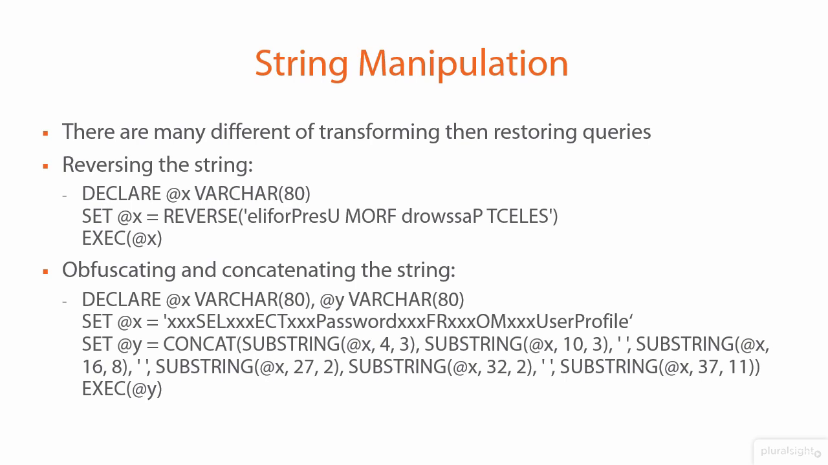Now this looks very messy, so let me explain what's going on here. We're declaring two variables, x and y, they're both varchar 80s. X is the actual SQL injection attack, and if you ignore all the lowercase x's in that variable, you can see that again it says select password from user profile, and then y is a simple concatenation of the actual injection in that line. So in fact we're concatenating 6 separate substrings, and each one of these substrings is just selecting out a piece of the SQL query.